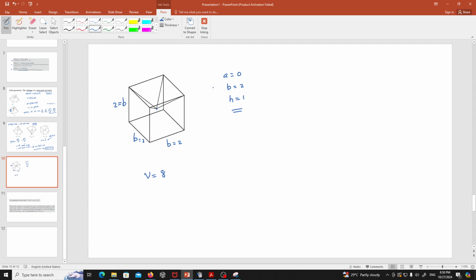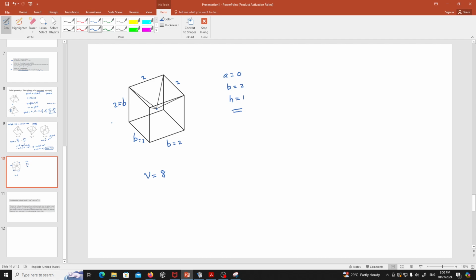And since this base is 2, this will be 2, this will be 2, and it will just occupy this entire surface. The base of the pyramid will occupy this entire surface. So now I have inserted this pyramid in this cube, and it looks like this.